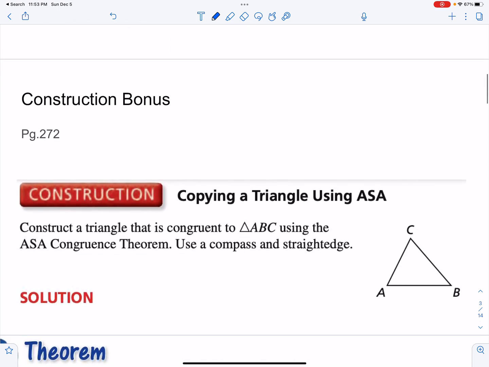So another construction bonus opportunity. Again, guys, we have a lot of time in class to do this. It's pretty simple. You need a compass and a straight edge. They're at the back of the room. Take the opportunity when they're there for you to boost your grade a little bit for these.